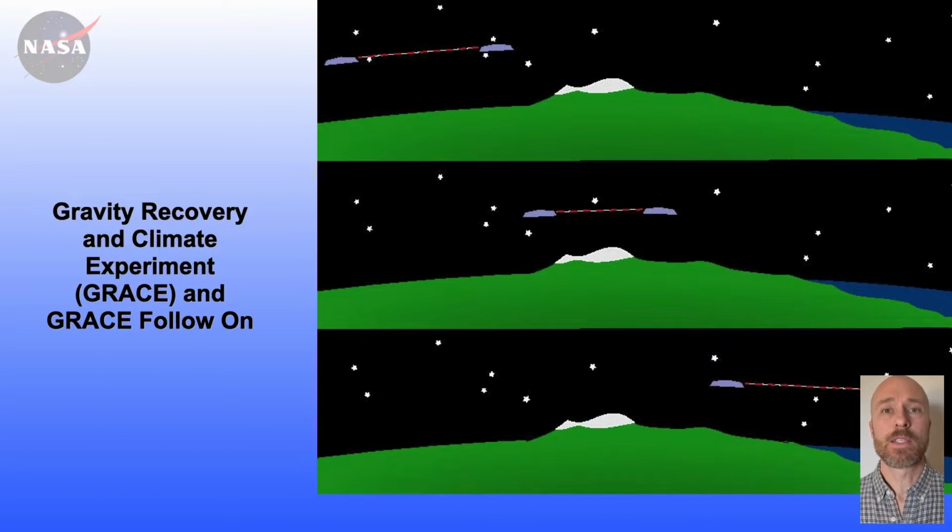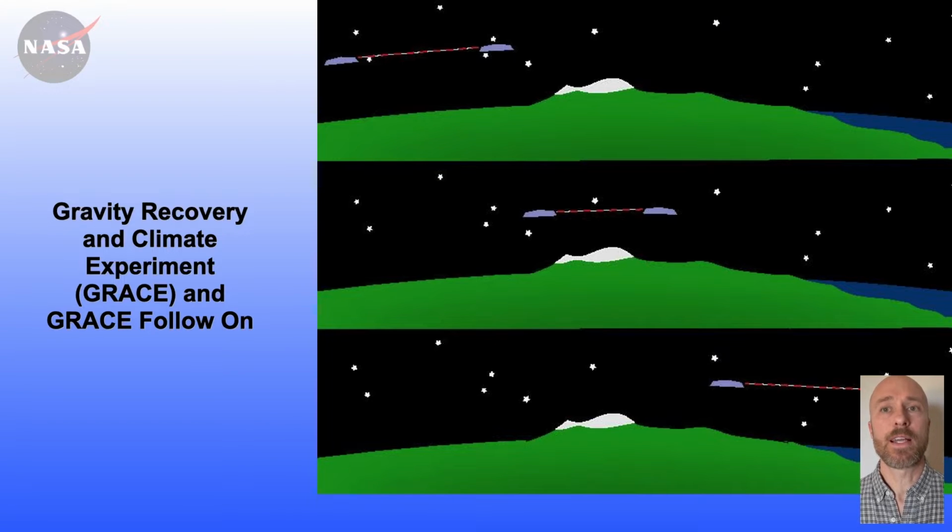The way they do this is it's actually two satellites orbiting the Earth in tandem, one following the other, about 200 kilometers apart. It turns out that variations in Earth's gravity field, which are related to variations in mass at the surface, perturb the orbits of satellites in a predictable way.